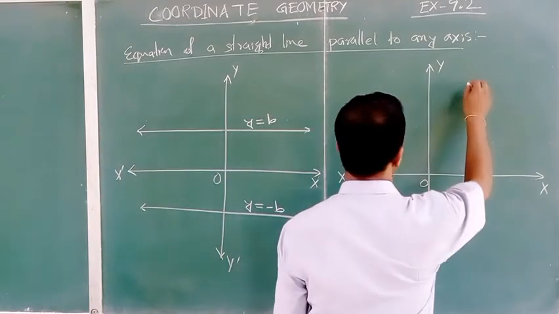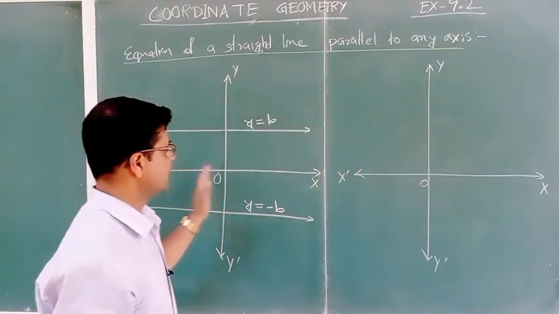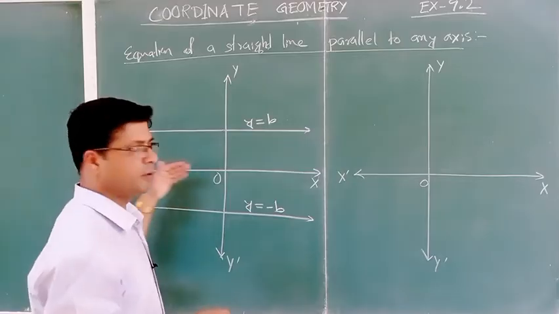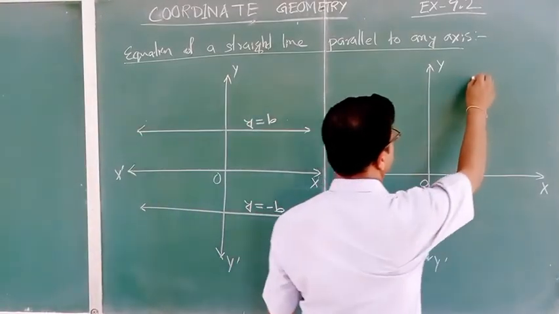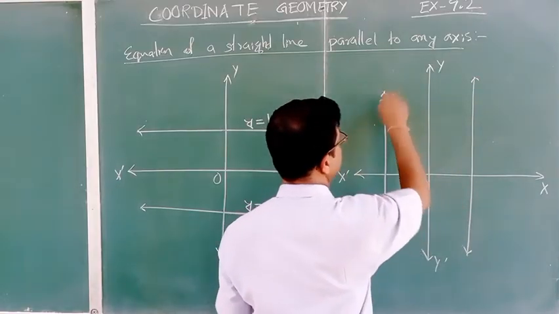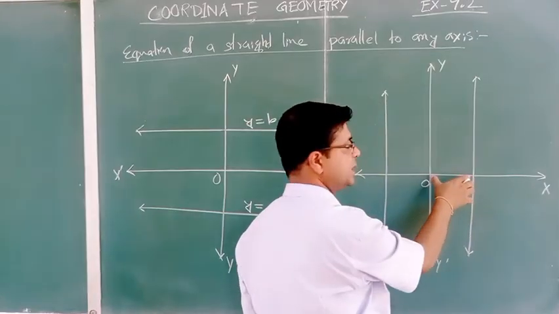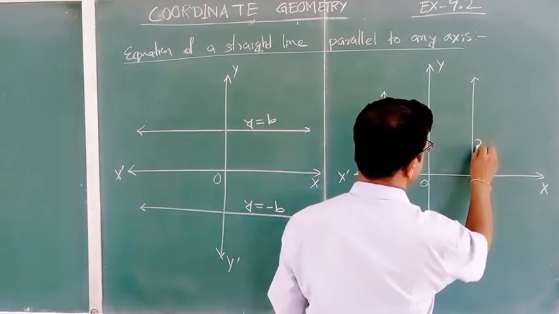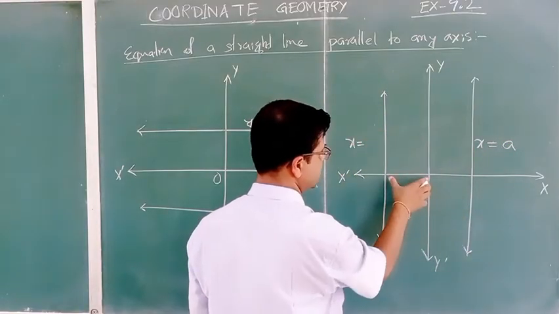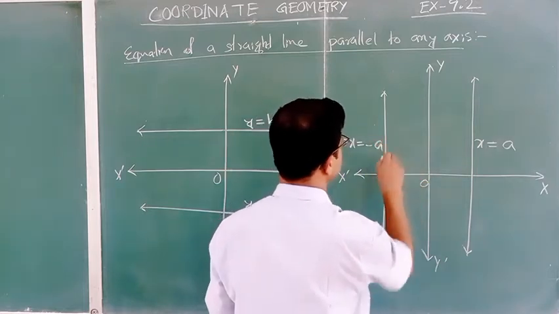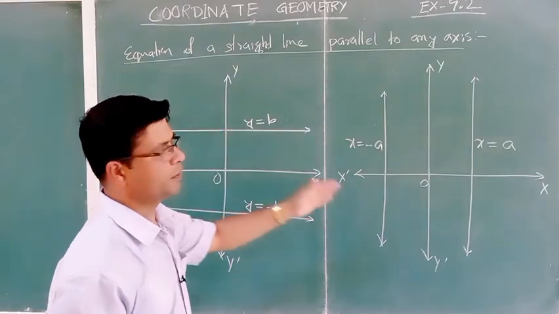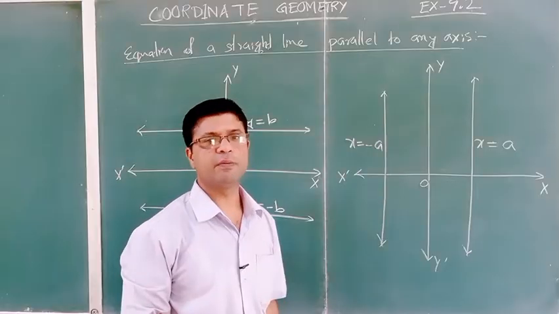Now it is not necessary that the line is parallel only to the x-axis. We are talking about parallel lines, so the straight line may be parallel to the x-axis and the straight line may be parallel to the y-axis also. If it is parallel to the y-axis, this distance is fixed. This is the x coordinate, the x distance. So it is represented by x equal to something, suppose a, and on the negative side the equation is x equal to minus a. In this way we can represent the equation of a straight line which is parallel to either the x-axis or the y-axis. Now let us see the different forms of straight lines.